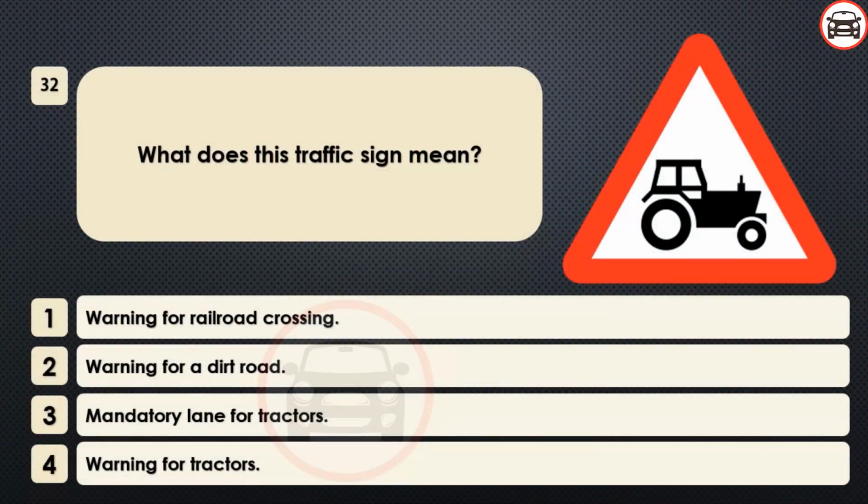What does this traffic sign mean? 1. Warning for railroad crossing. 2. Warning for a dirt road. 3. Mandatory lane for tractors. 4. Warning for tractors.